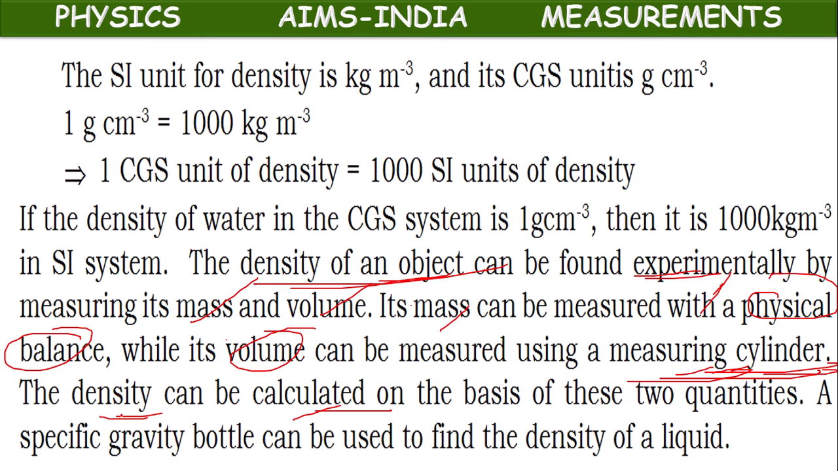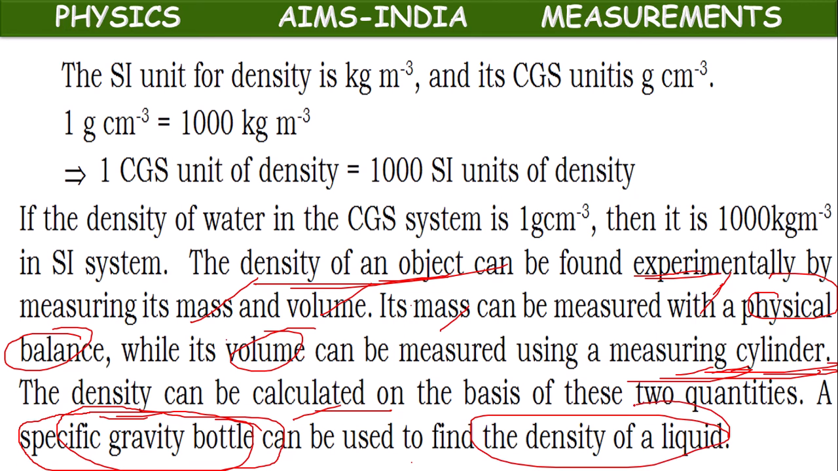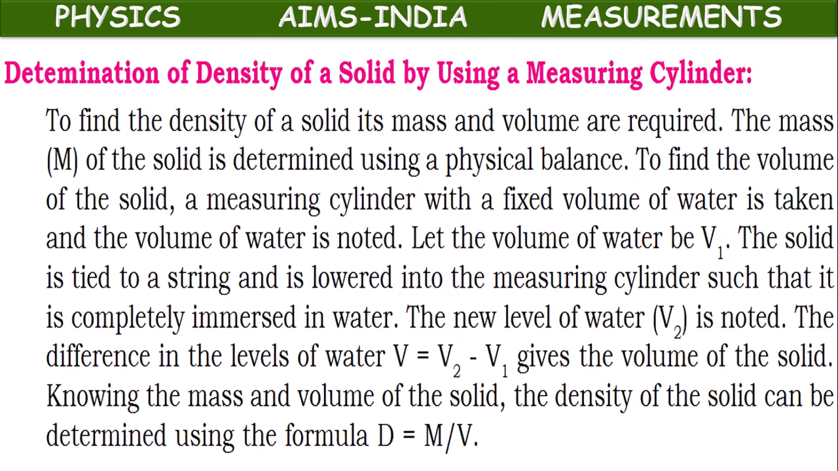For finding density, we make use of an apparatus called a specific gravity bottle. The specific gravity bottle can be used to find the density of a liquid. Next, determination of the density of a solid by using a measuring cylinder. Not a liquid; here we are finding the density of a solid by using a measuring cylinder.